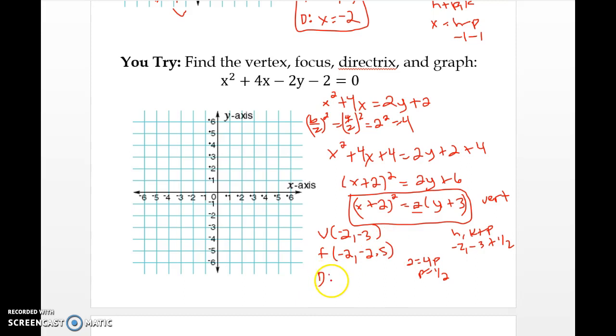Lastly, we want to find the directrix. And that's y equals k minus p. So it's going to equal negative 3 minus 1/2. And negative 3 minus 1/2 is negative 3.5. So I can go ahead and graph my directrix at negative 3.5.